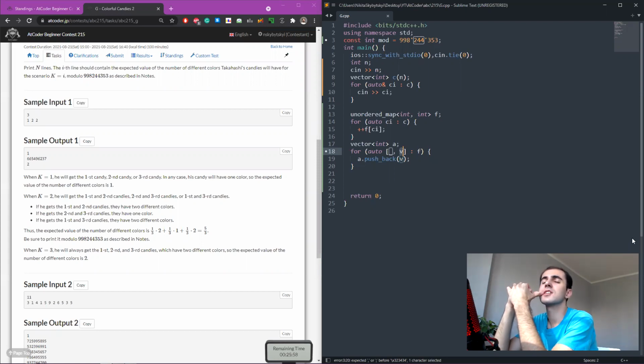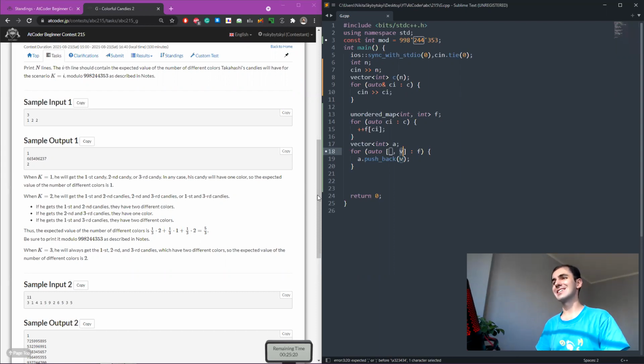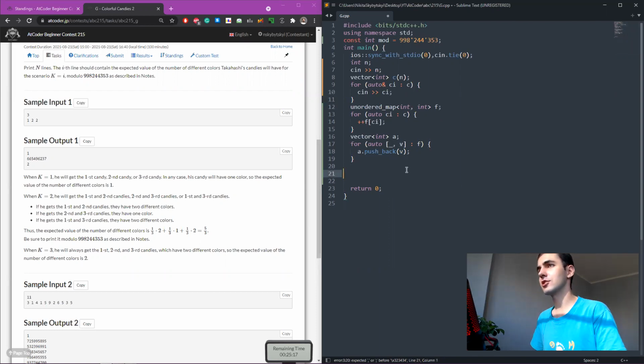Maybe what we should think instead is, what's the probability that each color will be represented here? Because the number of different colors is the sum of indicator functions of each color being present. So we should just check in how many scenarios each color is present. And then, oh, very nice, very nice, very nice. Okay, so this is essential.